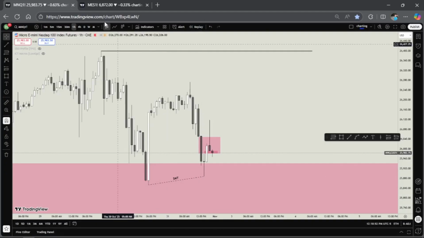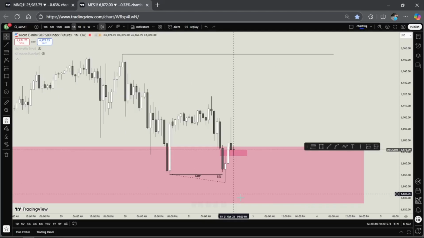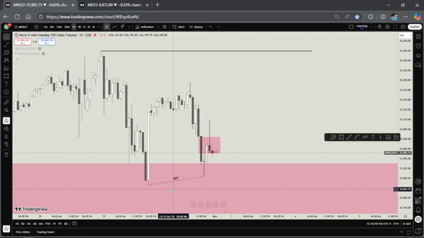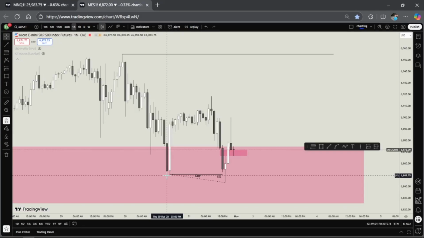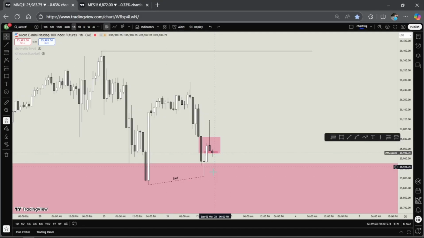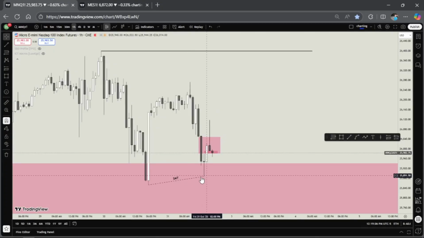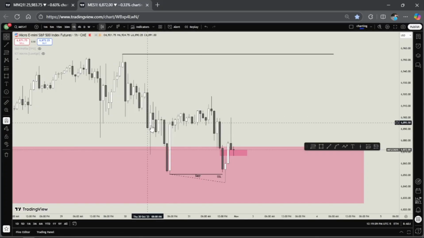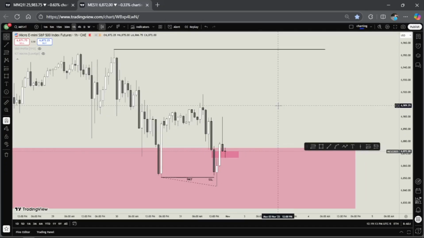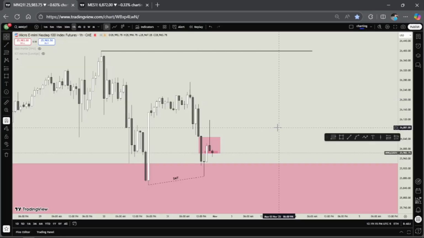On SMT sides, ES whipped the low, NQ did not. So, and also at the same time we can say NQ can be stronger, but ES can be weaker because ES whips the low, but NQ did not. So that means NQ is stronger than ES. But this actually does not matter to me. I'm specifically looking into PD arrays.